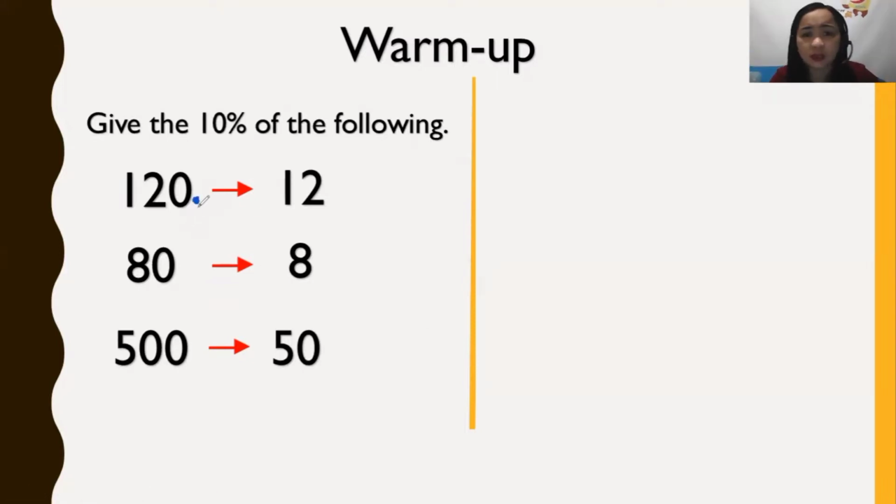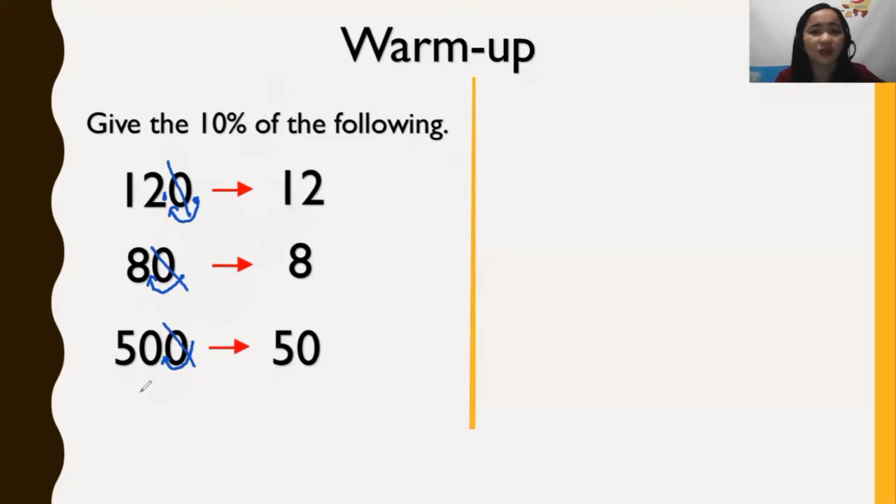Ito yung decimal point niya. We just move one place. So, makapunta dito, kaya nawala si 0. So, that will become 12. And we have here 10% of 80, we just move one place. And 10% of 500, we just move one place. So, the answer is 8 and 50.